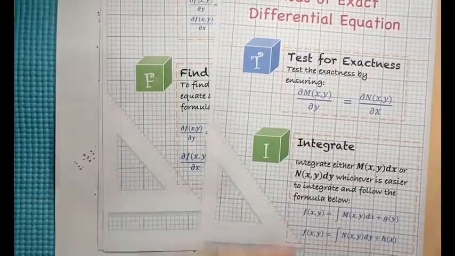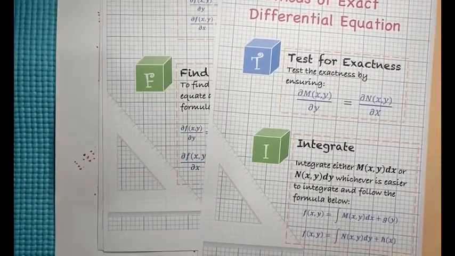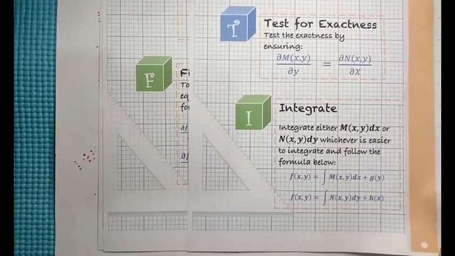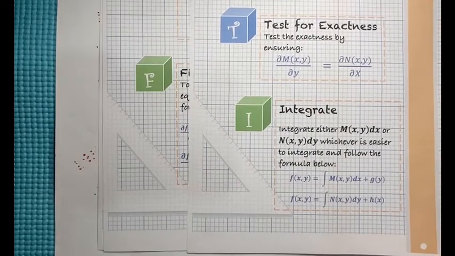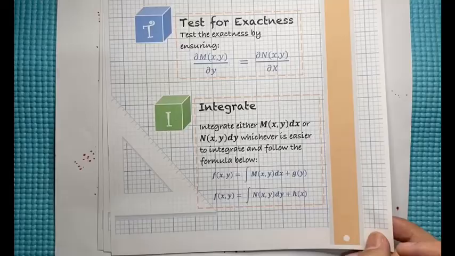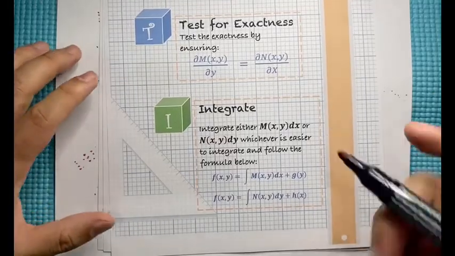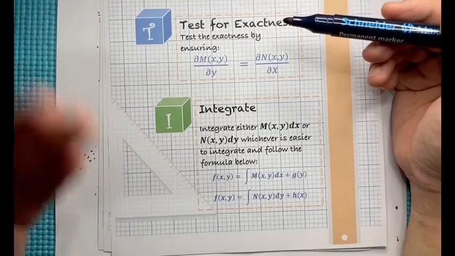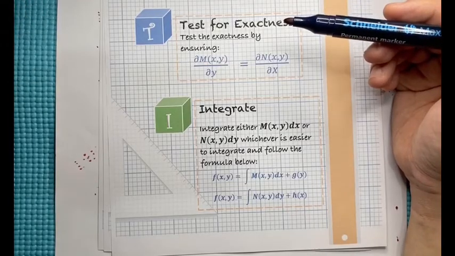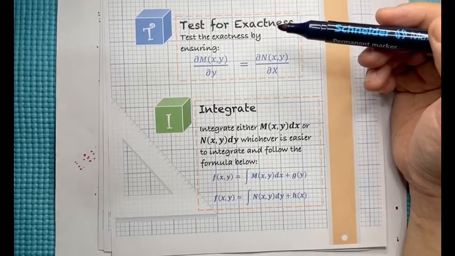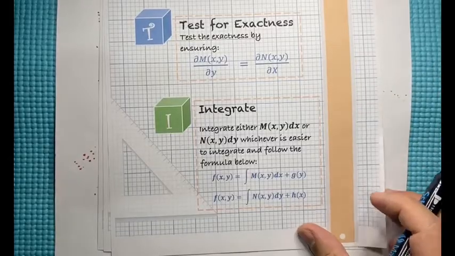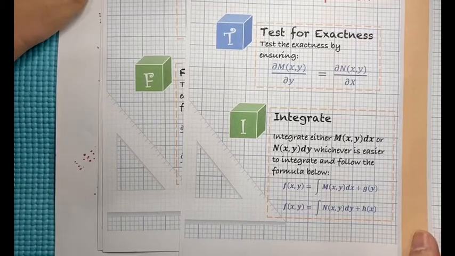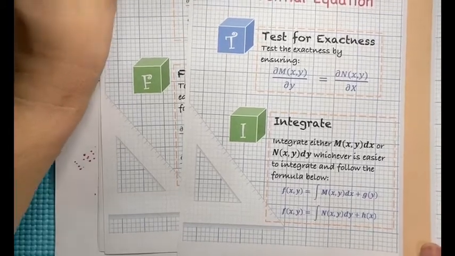So this is a bit tedious because there are a lot of processes, but we need to be familiarized with the process. It's always this way. We have to test for exactness. So once it is exact, we're going to integrate, and then we're going to partially differentiate, and then we're going to integrate it again, to find the general solution of the differential equation.